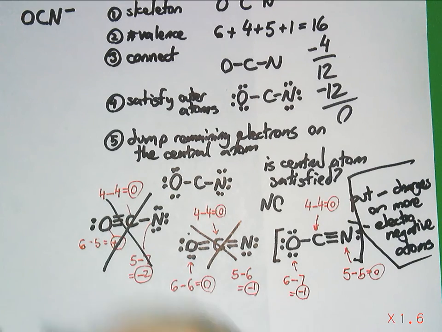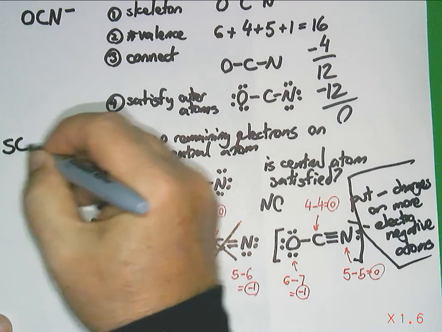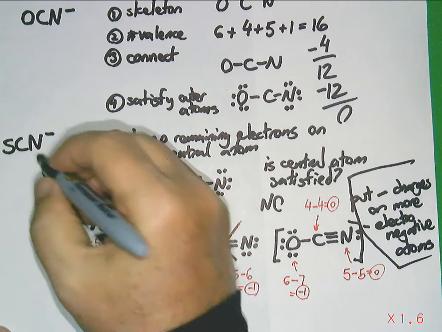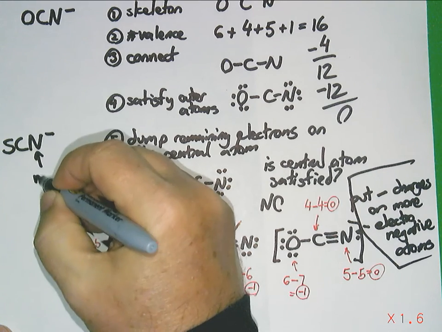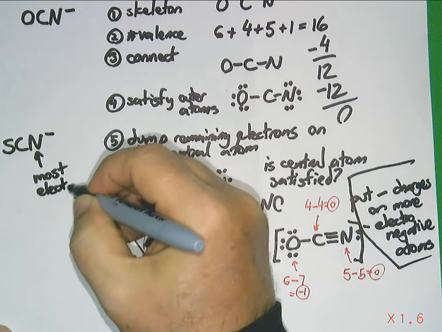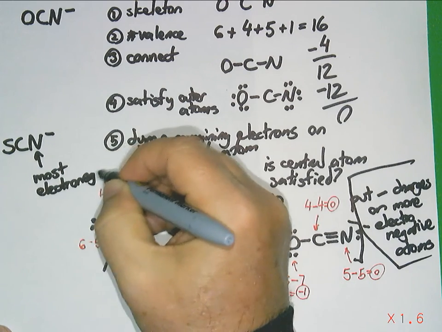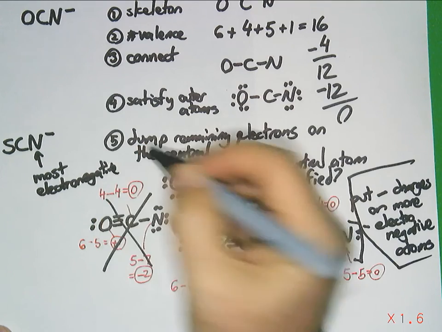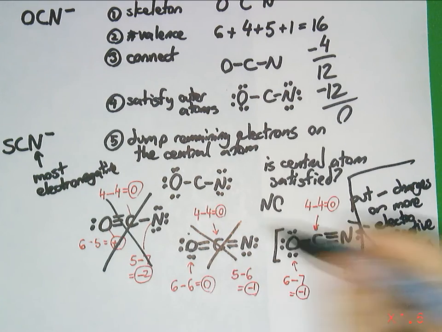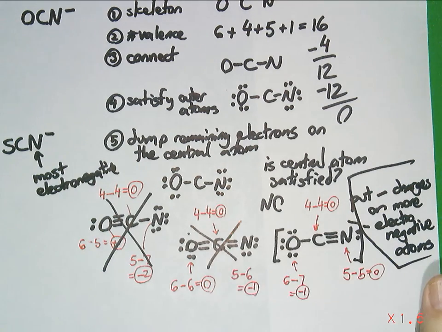Now you've got this one in the worksheet. Now it's going to work out something like the one that we just did here. But the most electronegative atom in this case is going to be the nitrogen. It's more electronegative than the sulfur. So your answer for the one that you're doing there might come out to be a little bit different. It might be one of these other structures that might be better. Give it a try.